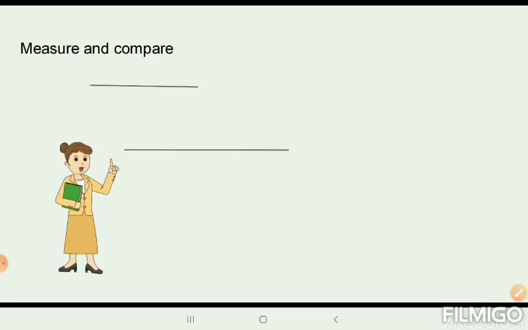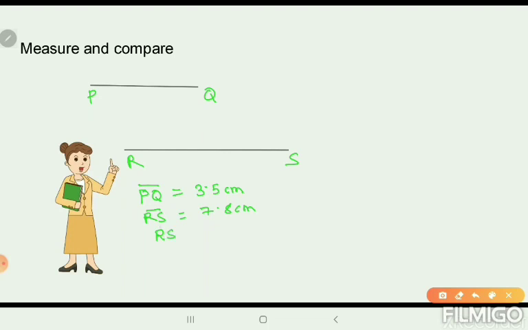Now one more example. Let's see this one here. Again, let's name it as PQ and RS. We will first, what we will do, you know already. First we are going to measure the lines. PQ is equal to, let's take it as 3.5 centimeter, and after measuring RS we got it as 7.8 centimeter. Okay, then now when you compare it, you already know that RS is greater than PQ.